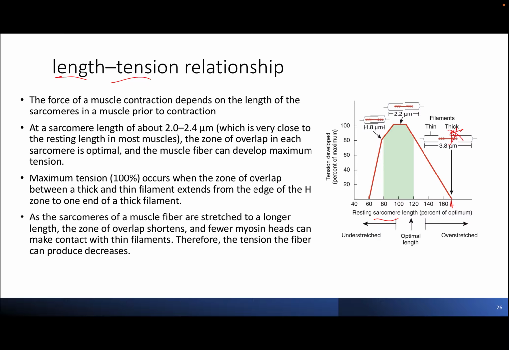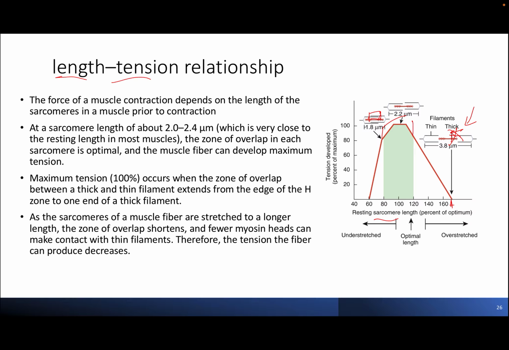Same deal if we shorten the length of our resting sarcomere. When these things are too short, this is going to cause our zone of overlap to be out of alignment, so we're not going to be able to generate any sort of contraction. If you've ever done a big heavy squat and you get stuck at the bottom and can't quite stand back up, this is probably because you've overstretched those filaments. So again, it's a Goldilocks zone.